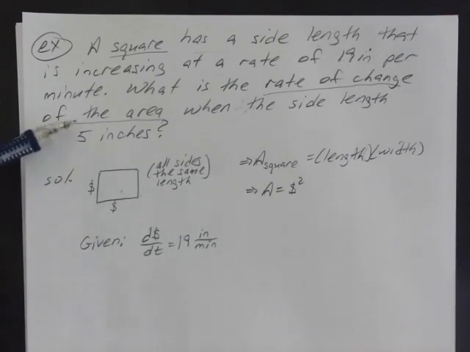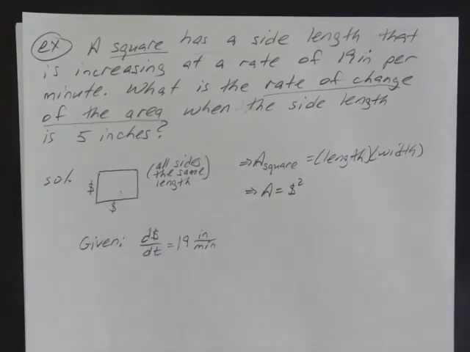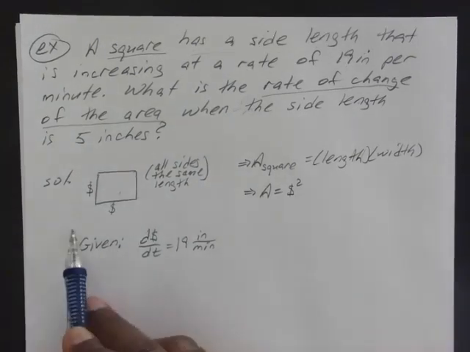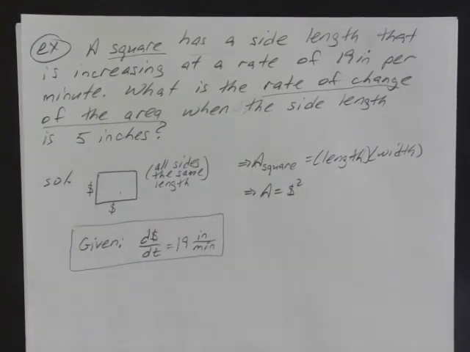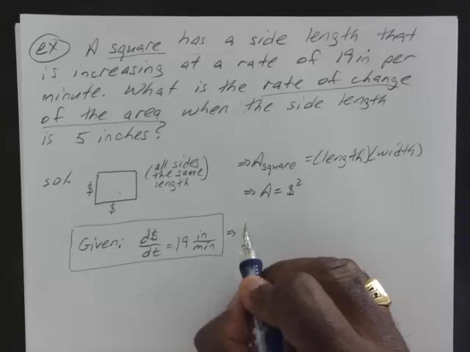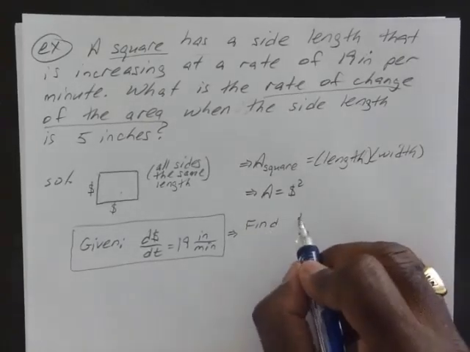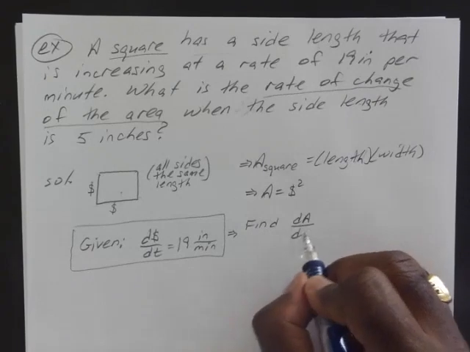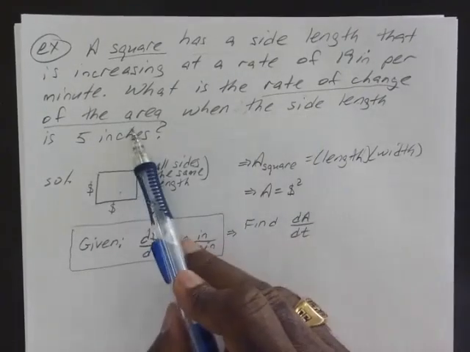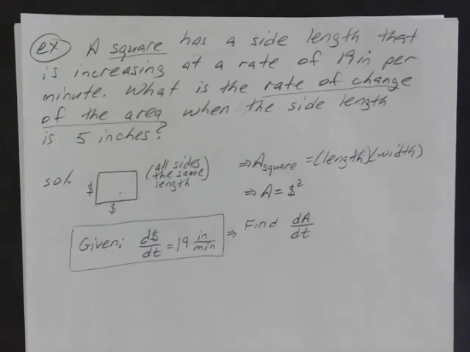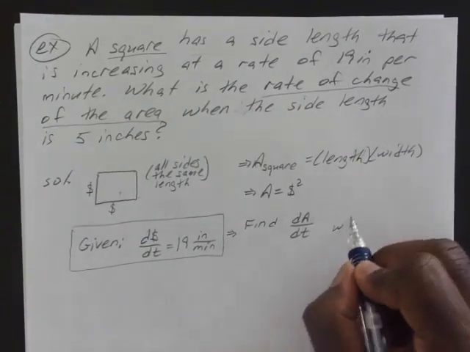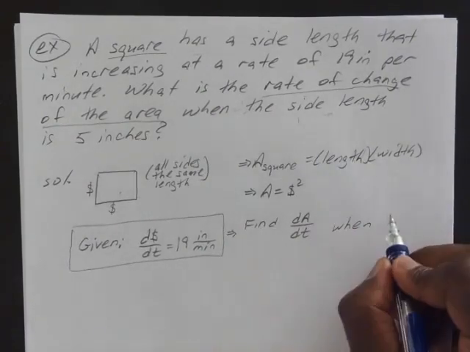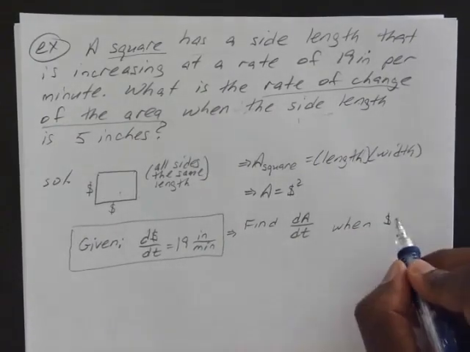Okay, so this side is increasing at 19 inches per minute. This side is increasing at 19 inches per minute. So both are increasing at 19 inches per minute. We want to see how fast is the whole thing increasing as far as the area. So we want to find the rate of change of the area with respect to time. They kind of told us what they want us to find, when the side length, which we'll call S, equals 5 inches.